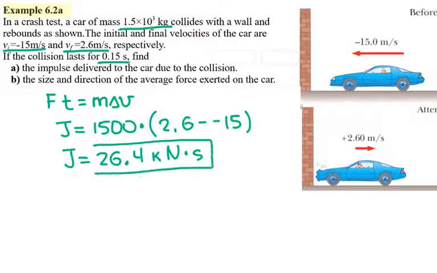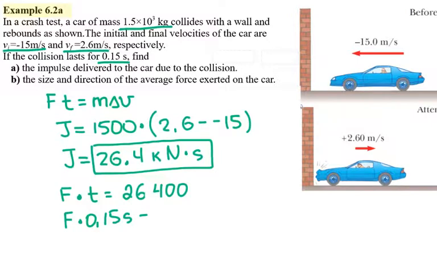And then for the second part, they ask you to find the force. So if I know the force times the time is equal to 26, that's not right, kilo, we're going to say 26,400 newton seconds, and the time was 0.15 seconds. I don't have to write the seconds here. Then the force is equal to 26,400 divided by 0.15, which is 176 kilonewtons.